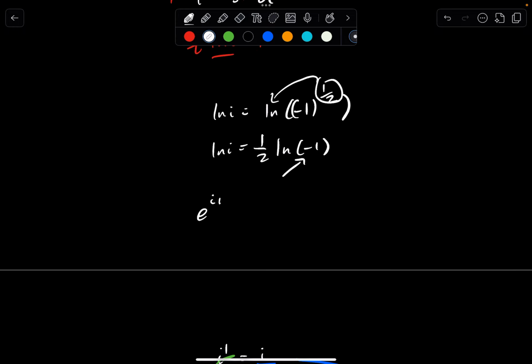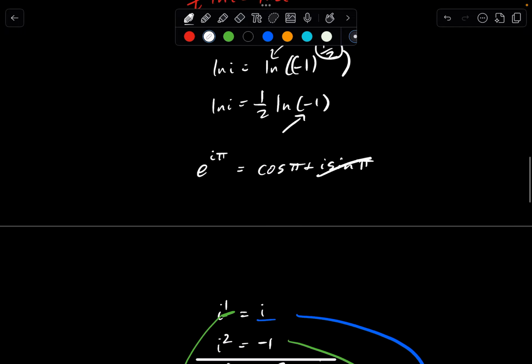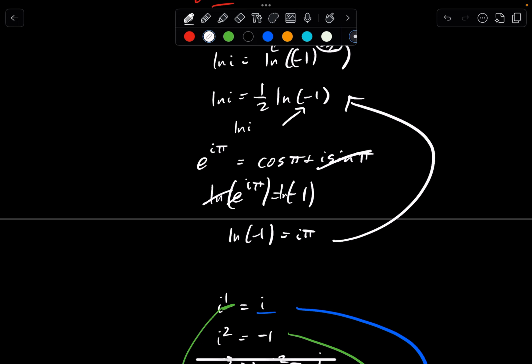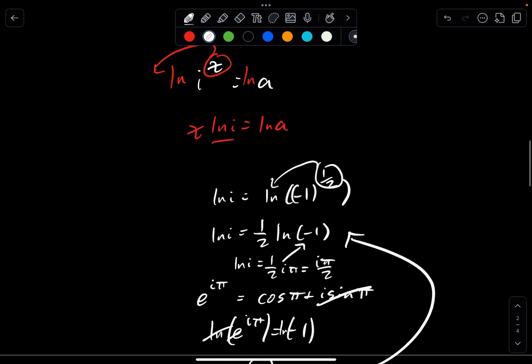I've said this one multiple times, but e to the I pi equals cosine pi plus I sine of pi by Euler's formula. This sine becomes 0. We get e to the I pi equals -1. Take ln on both sides, and the ln and e cancel. ln of -1 equals I pi. So we substitute that back in. We get ln of I equals 1 over 2 I pi, which is equal to I pi over 2, just like that.